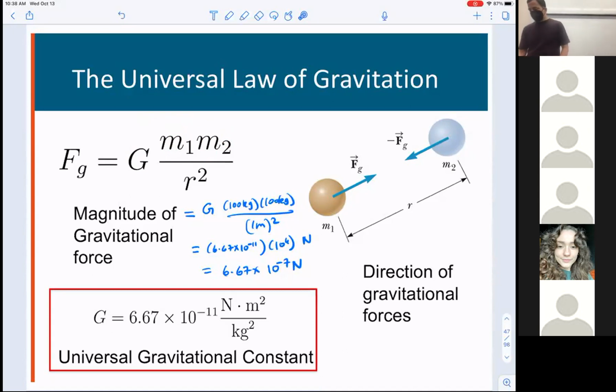And I should also point out that this R here is the distance between the centers of the two objects. So when we compute the force that Earth is exerting on us, this R here will be like the radius of the Earth. But the mass is still really, really big, so even though the radius of the Earth is big, you're still able to overcome this g, and that's why we're all stuck to the Earth.